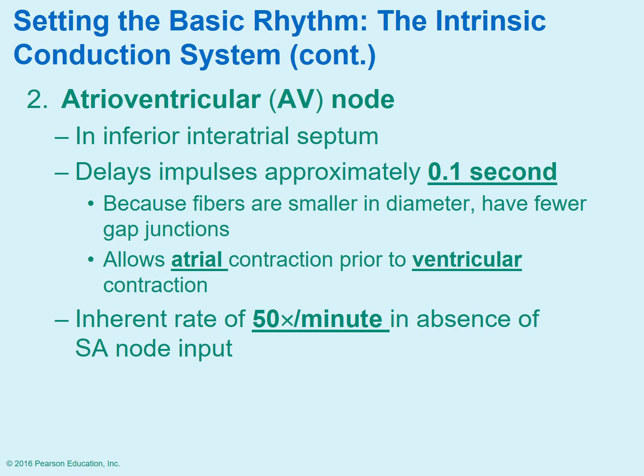The impulse is delayed about 0.1 second. Why is this? Because the fibers are smaller in diameter, there's fewer gap junctions. And this is going to allow for the atria to contract before the ventricular contraction occurs.